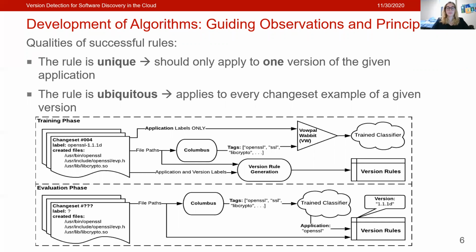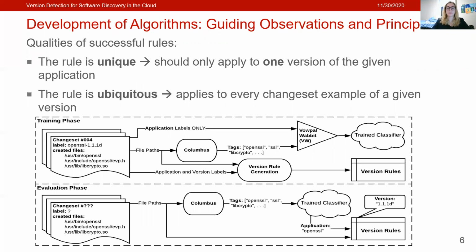Here's a diagram of the training and testing workflow for our novel algorithms. Change sets are passed in during training such that the VW classifier is trained only using the application label. Both version and application labels are passed to the rule generation module, but rules need only differentiate between different versions of a single application, not between all versions of all applications.